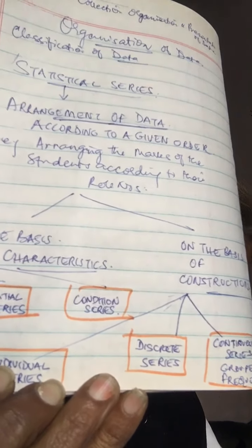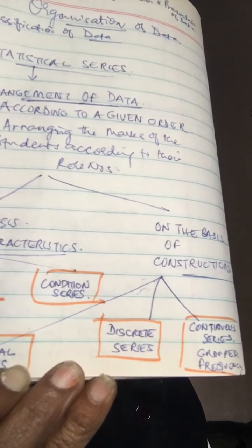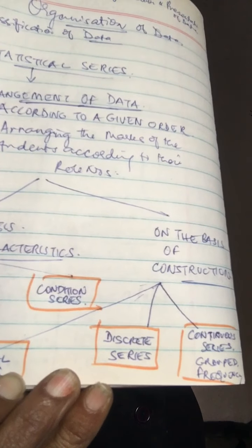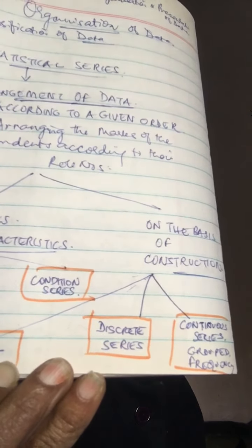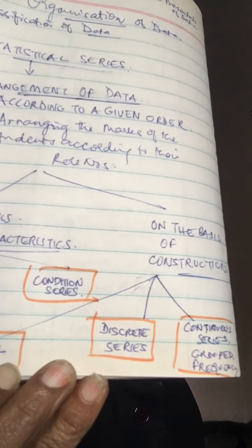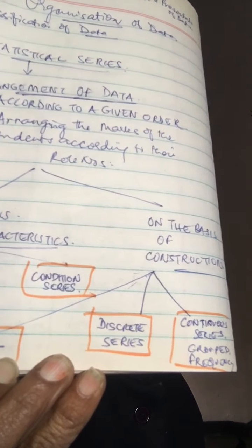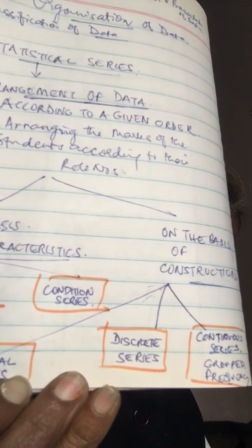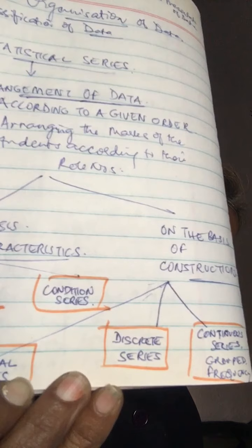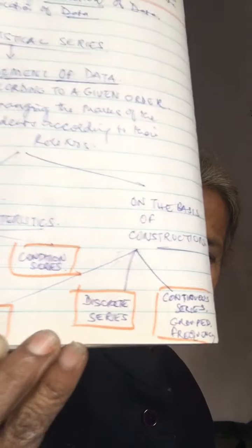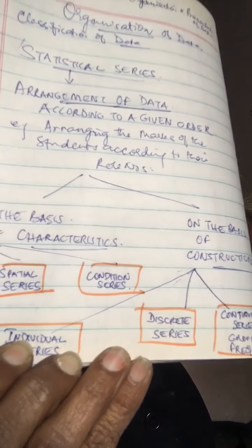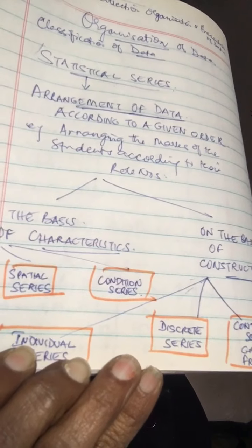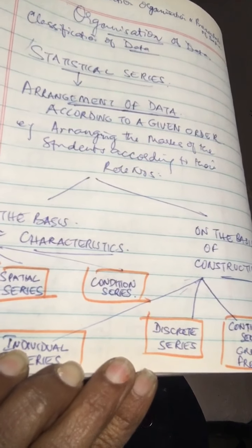Now discrete series or frequency series. In this, for example, 95 has appeared 5 times. So I'm going to list the marks, 95, and frequency, I'll put as 5 children got 95 marks. Alright, so that is how we use tally bars in order to find out. We'll do that later. Let's not get confused. Let's just remember 3 things. The first is the individual series, second is the discrete series, and the third is the continuous series.